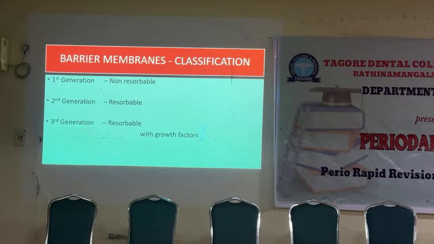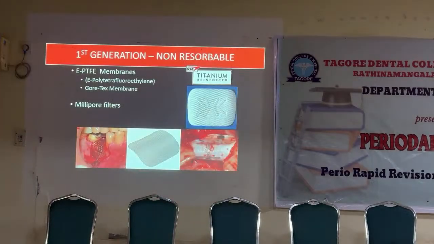Now people are using only third generation. Lot of people don't use first generation because you need a second surgery. Here, first generation membranes, EPTFE membranes, are the most common ones used previously. Those are all non-resorbable membranes. Or titanium is also a non-resorbable membrane.